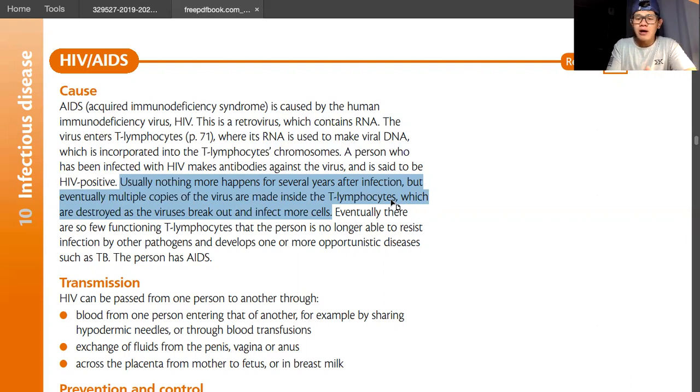But eventually, as the T lymphocytes grow, they will also make copies of the viruses. And as they break out, they are able to infect more and more T lymphocytes, more and more white blood cells. And that's when you start to know that, okay, now we have the virus, now we know that you are positive.